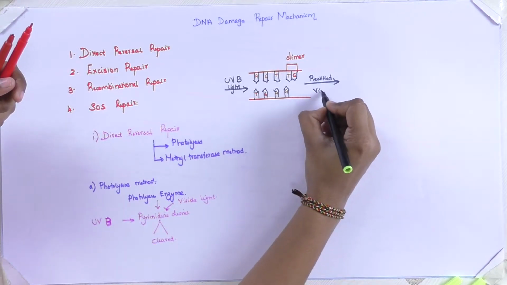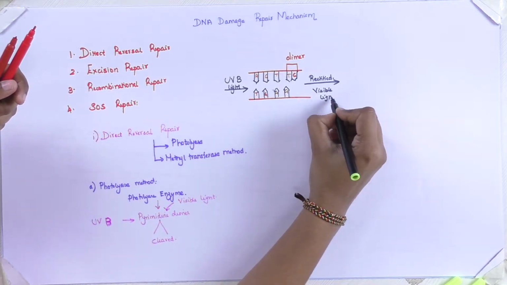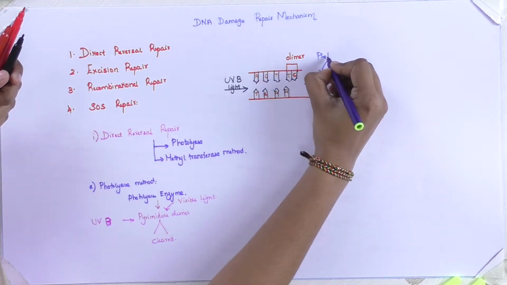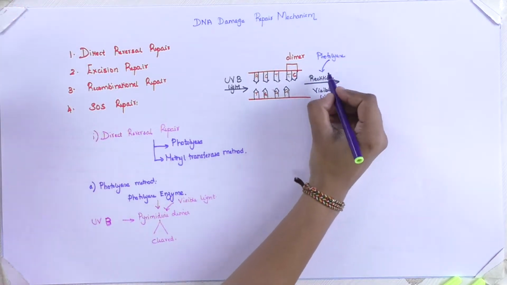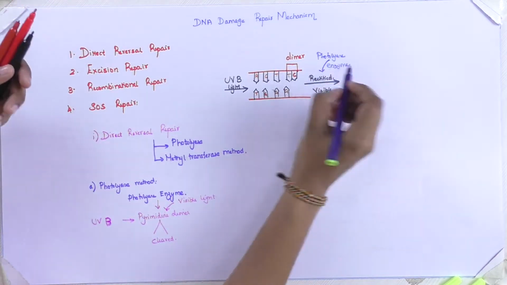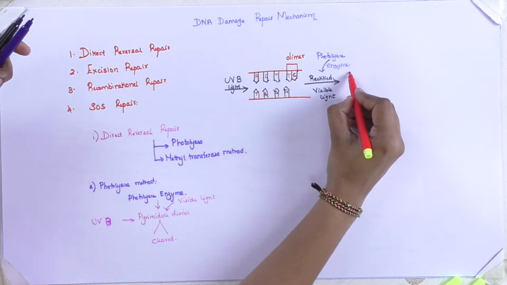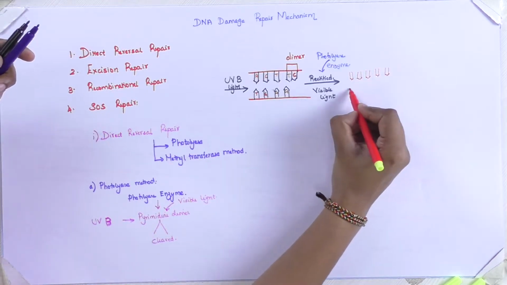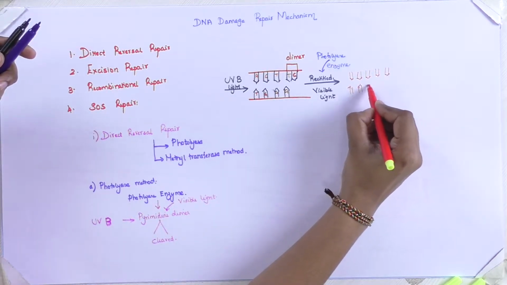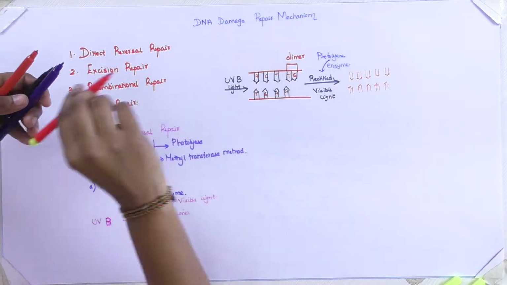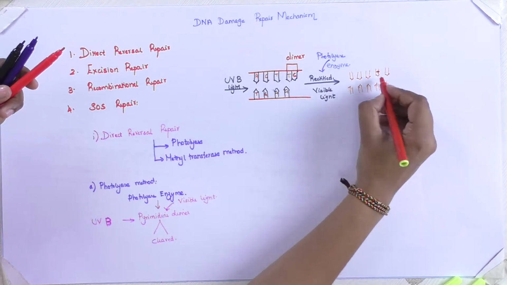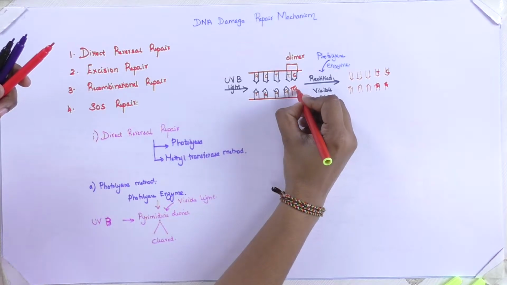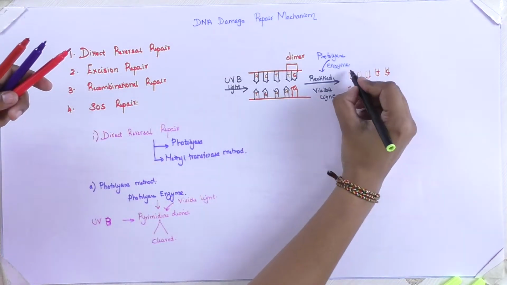It is rectified in the presence of visible light. In visible light, the photolyase enzyme, which was within your body, gets activated. So what happens? It is going to split the nucleotides. So now T is going to pair with A and C is going to pair with the G molecule. So this is how the process is rectified.